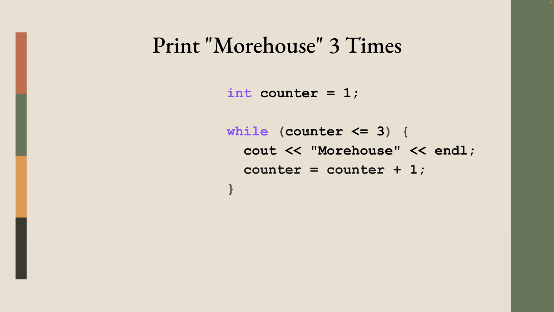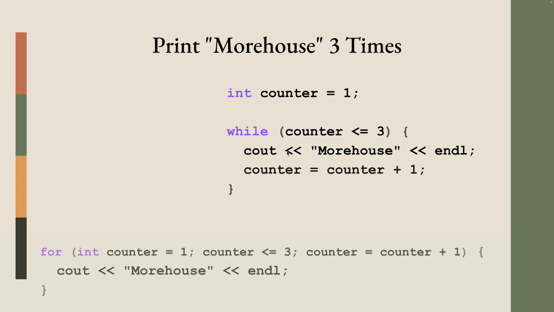What is this, counter less than or equal to 3? Condition. So the loop is going to keep running while the condition is true. And then what is this bottom part? Counter equals counter plus 1. The update. If we don't update here, we're going to have an infinite loop. The nice thing with for loops is all 3 of those are required in the for loop. And if you don't include one, your code's not going to run.